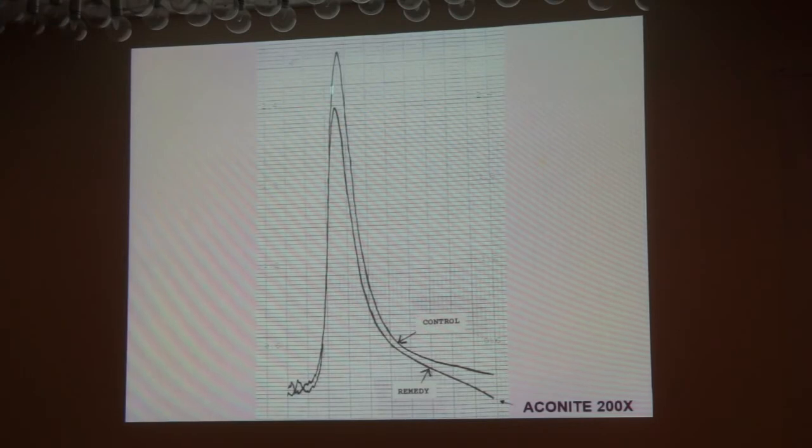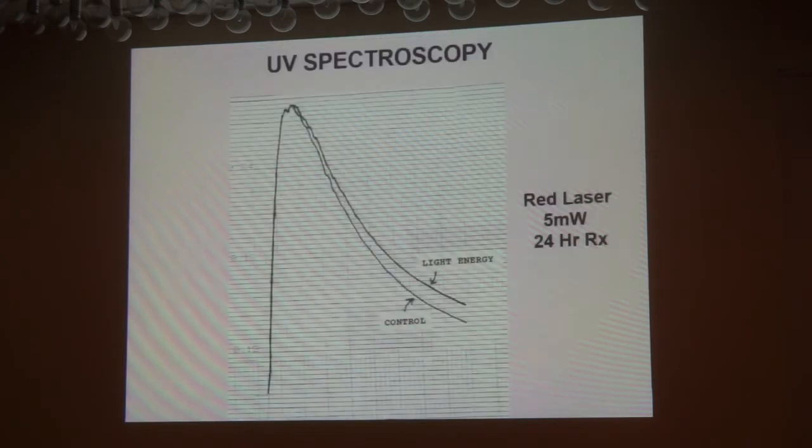You get a much larger effect at the peak, but now you're starting to get shoulder effects, and then you even start seeing larger effects around 230 nanometers. In this example, the remedy shows a decrease in ultraviolet absorption. Using a laser, you get a similar pattern, but there's no effect at the peak, but there are shoulder effects which show an increase. So depending on the kind of energy we're working with, we get a different pattern.